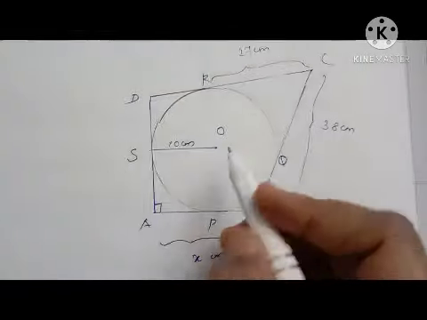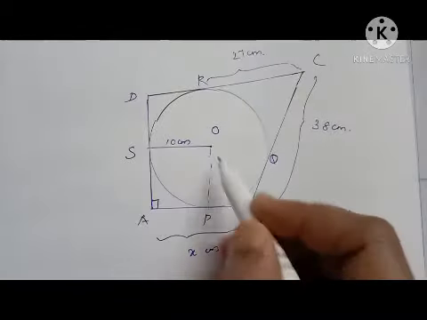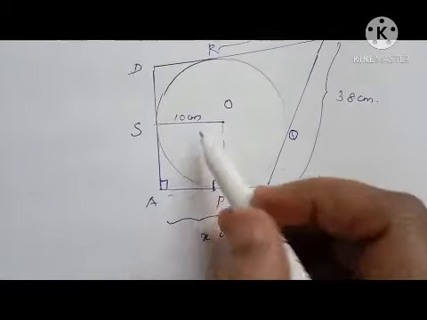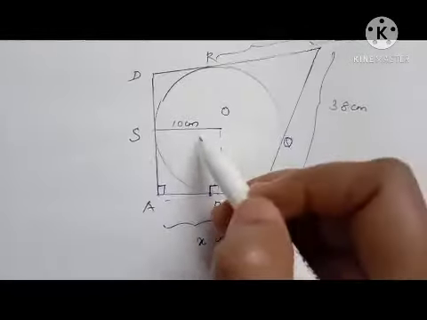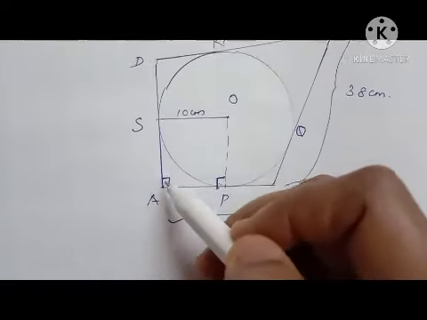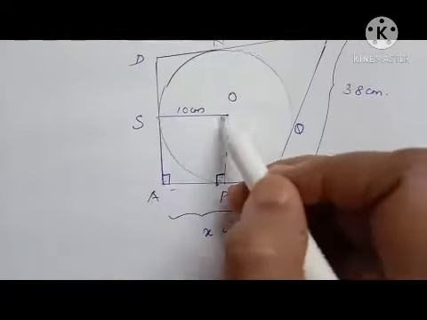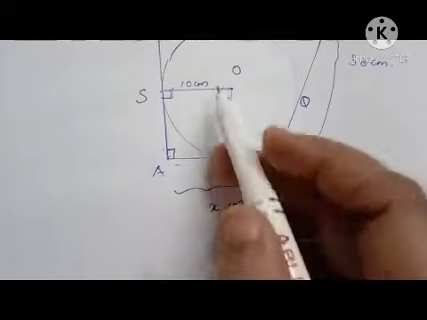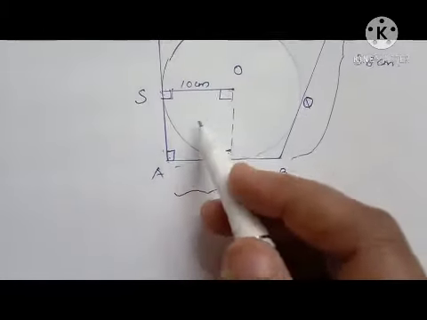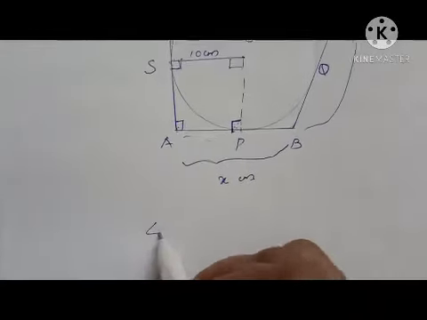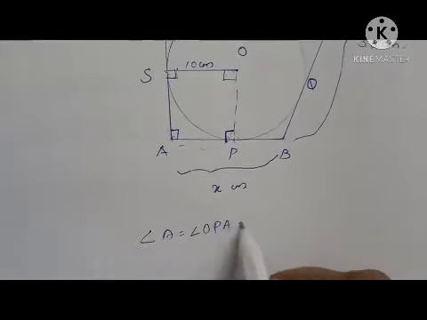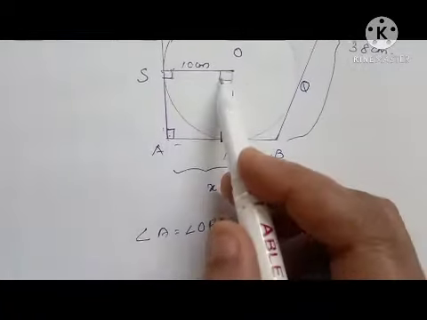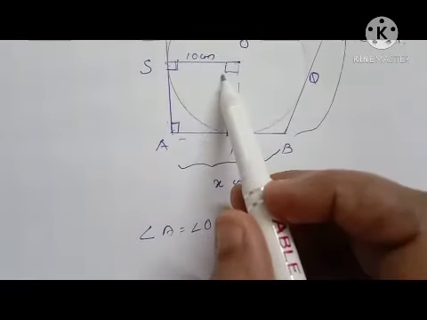This is a right angle. When we join this, we know that the radius to the tangent is a right angle. So this is 90 degrees. In a quadrilateral, when adjacent angles are 90 degrees, then the remaining should be a right angle. This is also radius to the tangent, that is 90 degrees. So the remaining angle is also 90 degrees. That means these four angles are 90 degrees. We can write angle A equals angle OPA equals angle OSA equals 90 degrees. These three have the reason. This we will get by using the angle sum property of a quadrilateral.